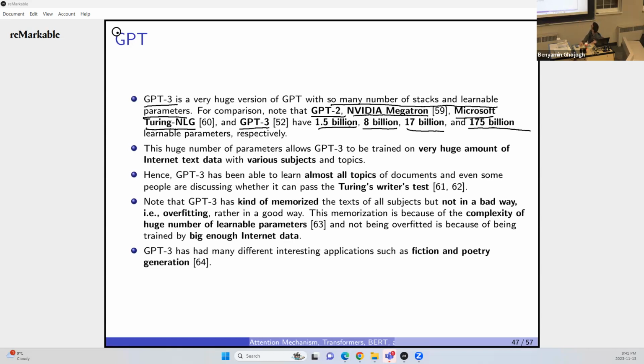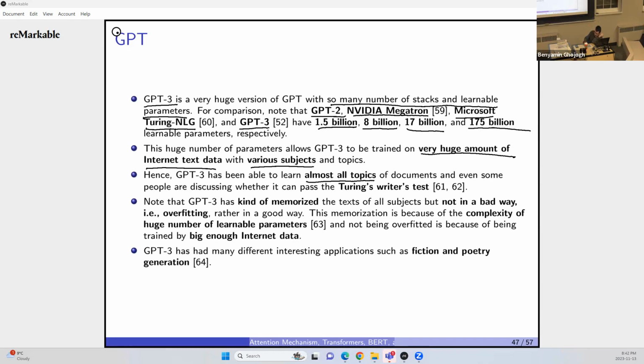And this huge number of parameters allows GPT to be trained on a very huge amount of data with various subjects. It has learned almost all topics. By the way, some people say that it has kind of memorized internet data, but in a good way. Memorization in a bad way means overfitting, right? They say it has memorized, but not in an overfitting way, in a good way. This is what they are saying nowadays.